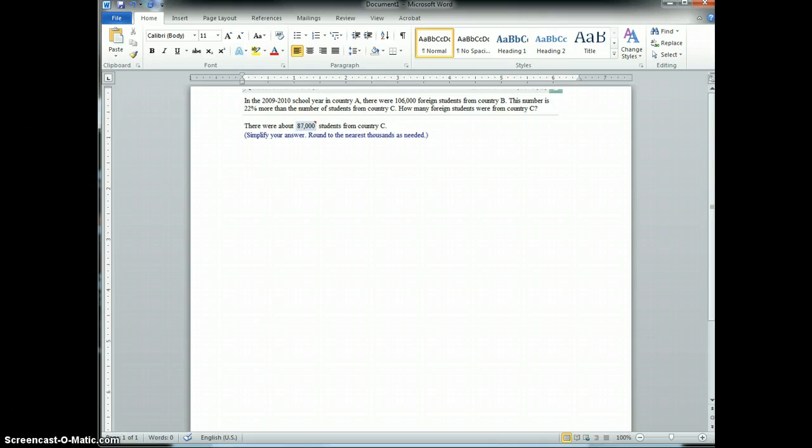It says in the 2009 and 2010 school year, in a country A, there are 106,000 foreign students from country B. This number is 22% more than the number of students from country C. So that's what I really want to focus on: the amount from country B is 22% more than the amount from country C. So I'm going to write that out.